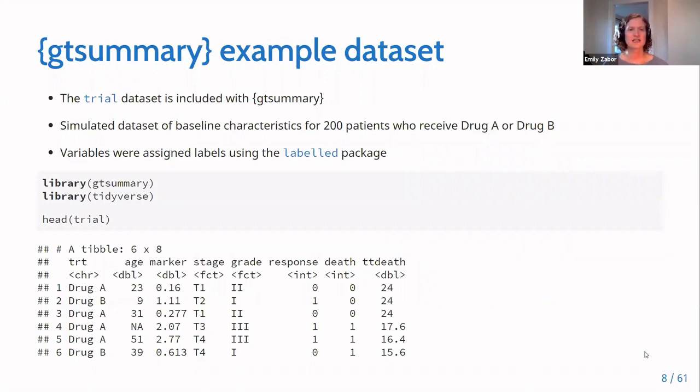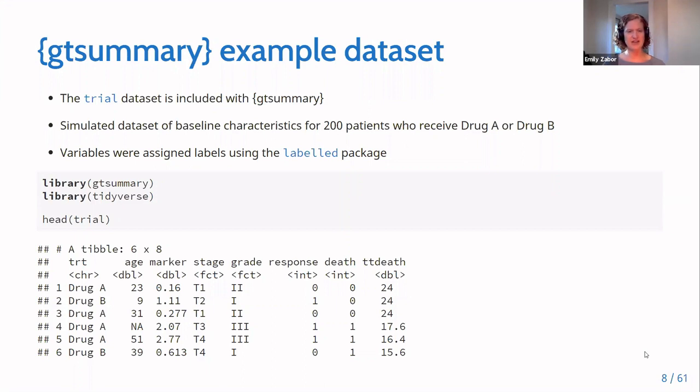So before I get into the details of the functions, I'm just going to introduce a data set that I'll be using throughout the examples. It's the trial data set, which is included with the package. It's a simulated data set in the context of a clinical trial. So it includes baseline characteristics of 200 patients who are randomized to receive either drug A or drug B. And the variables are labeled in the data using the labeled package, which is a great package for labeling variables. And I'll explain in a little bit why I'm mentioning that and why it's important.